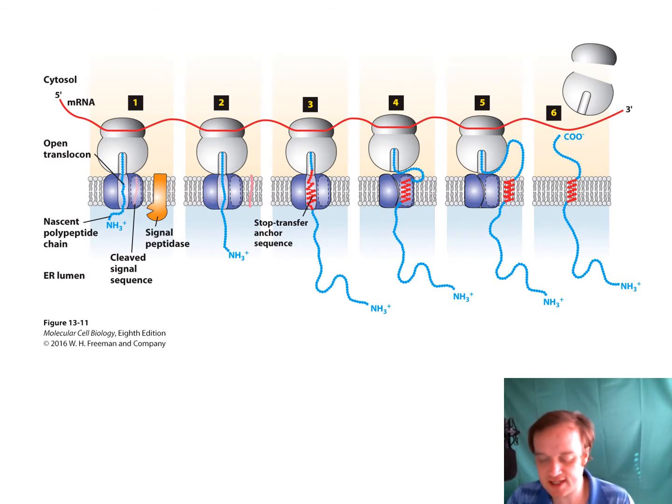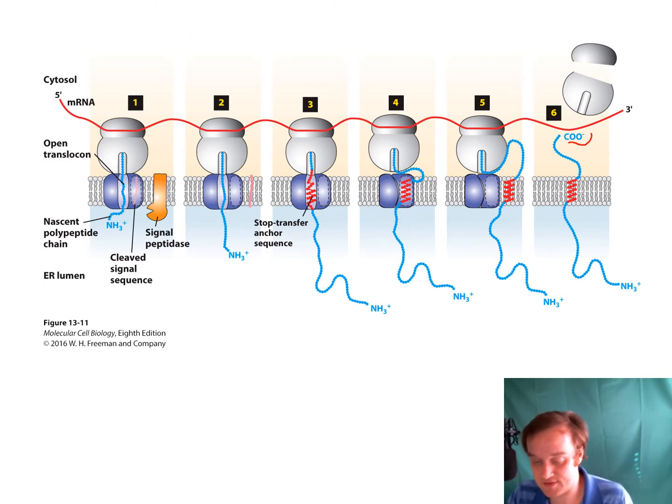So now let's go through and look at how these are inserted into the membrane. We're going to go through each class here. So we'll start with type 1. These are single pass transmembrane proteins, and this is the type that have the N terminus in the ER lumen. And it's got a single transmembrane domain, and then the C terminus is in the cytosol.